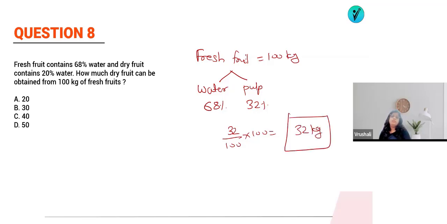But now which is the dry one, right? But it is not the dry. Actually, this is the pulp. So what they are asking here, now see, this is 32 kg of pulp we have received, but they are talking about how much dry fruit can be obtained. Now see, this is the dry.